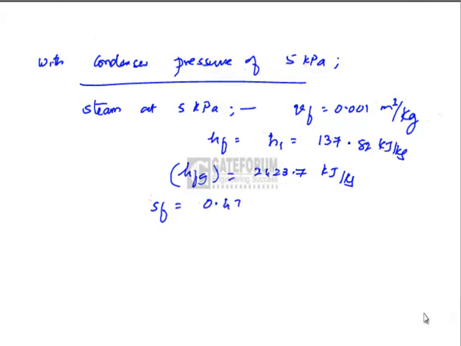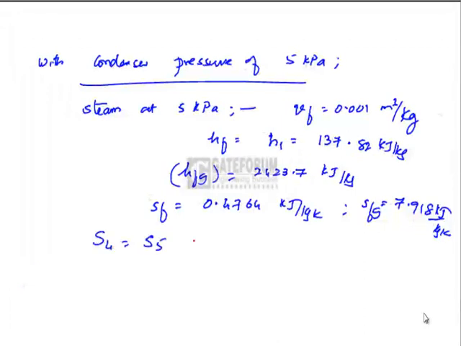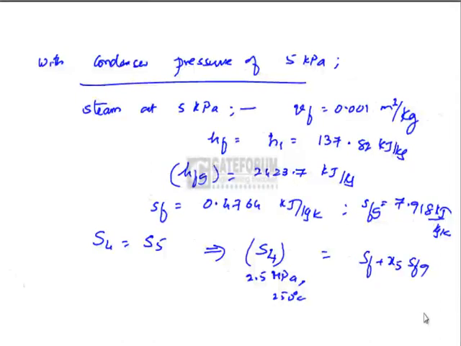SF is 0.4764 kilojoule per kg Kelvin. SFG is 7.918 kilojoule per kg Kelvin. Equating S4 is equal to S5, we get S4, that is entropy at 2.5 megapascal, 250 degrees centigrade, is equal to SF plus X5 into SFG at 5 kilopascal. Equating the entropies, we get the dryness fraction as 0.7491 at state 5. You see, dryness fraction values are getting reduced with the lesser condenser pressures.